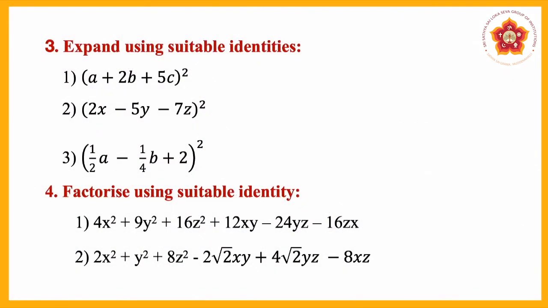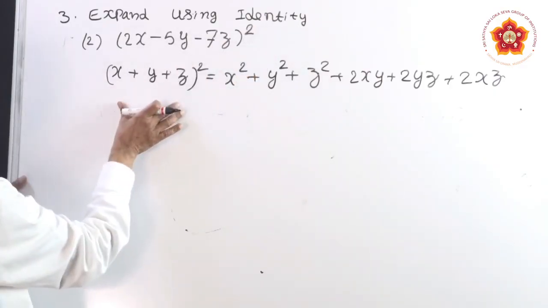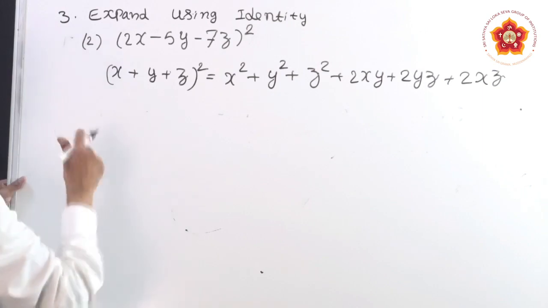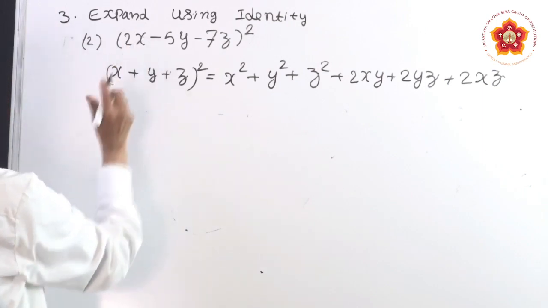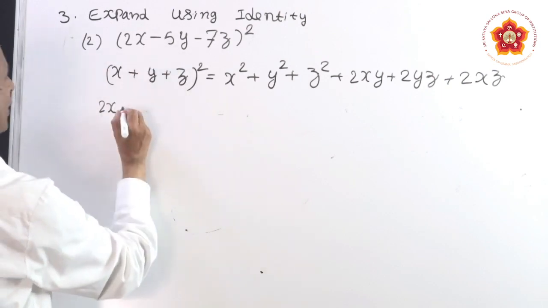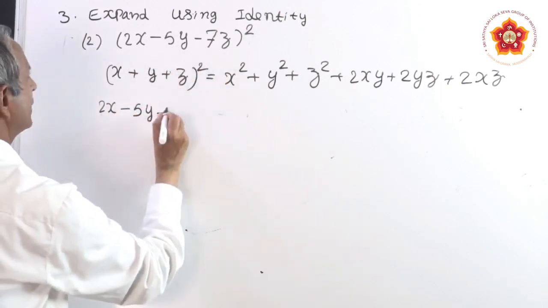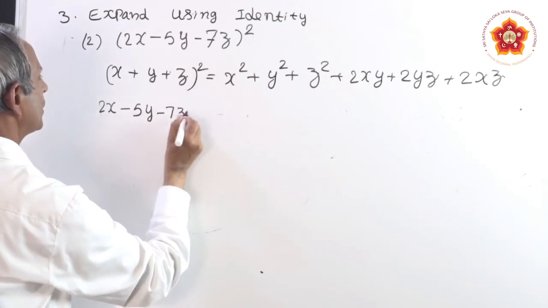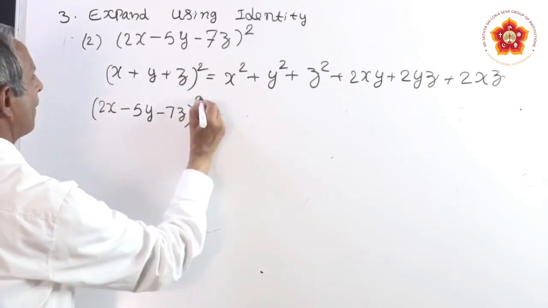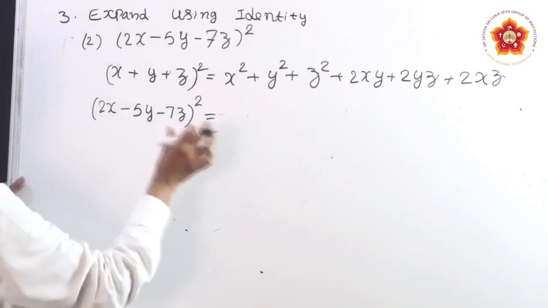Now the second question is also square of the trinomials, therefore the formula will be same. Now instead of x, here 2x is there, in the place of y minus 5y is there, in the place of z minus 7z is there, substitute here and square. Now substitute the values of x, y, z in the formula.